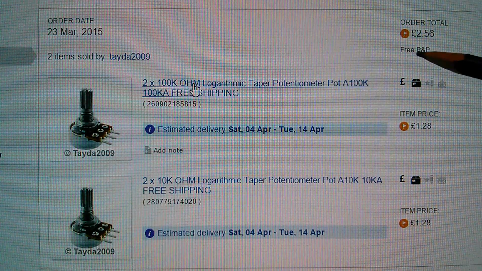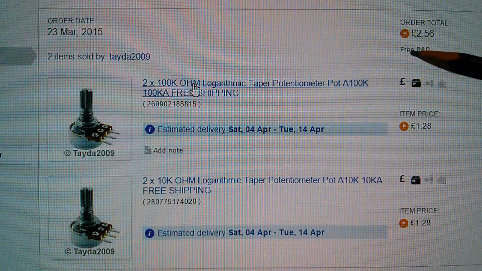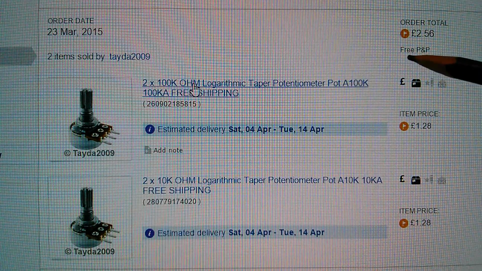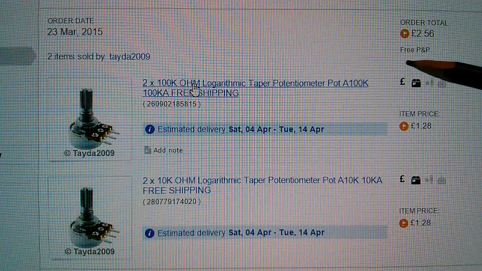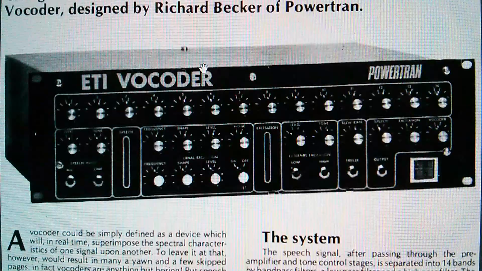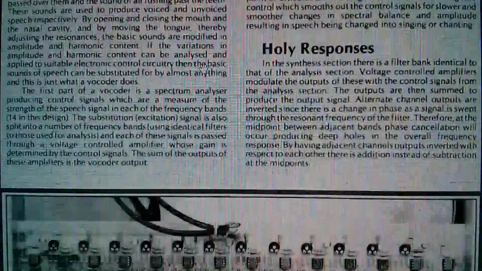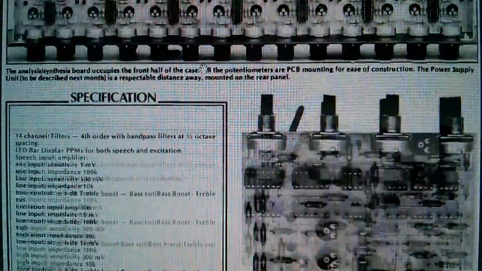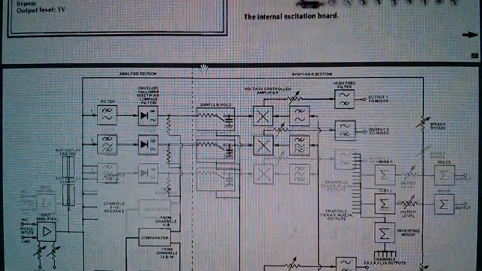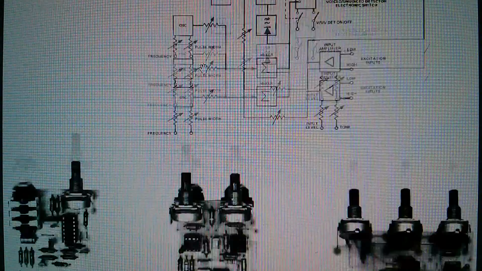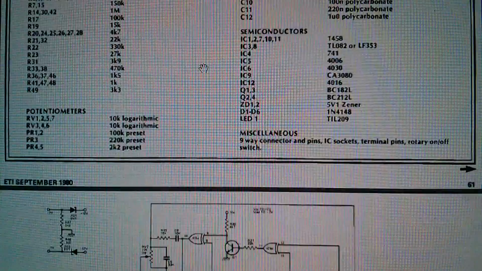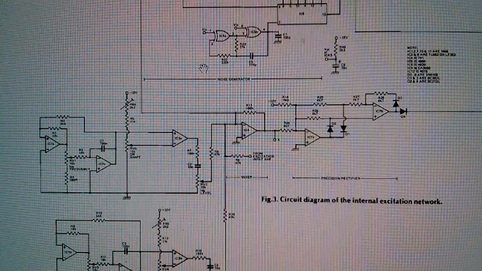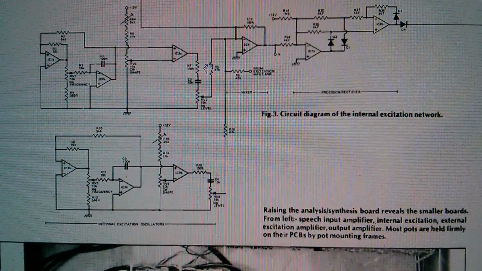For four pots, that's not bad, but the linear pots are so much cheaper. You can get bundles of 10 or 20 linear pots much, much cheaper from the Chinese sellers. And I did toy with the idea of using linear pots instead of log pots, just because they're a bit cheaper, but then I thought, no, it's not really on, is it? Let's do this properly. Let's build the project as it was originally designed and use the proper log pots.